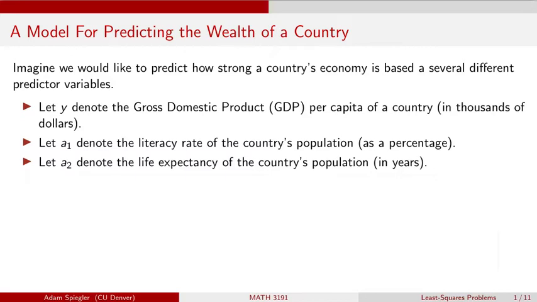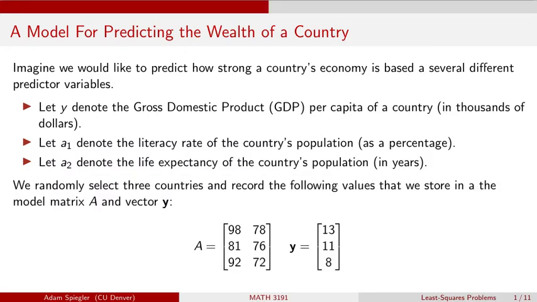Typically we would collect a really large sample of data. In this case, just so that we can do these calculations by hand, we'll pick a sample of 3 different countries. These are 3 actual countries that I picked at random. So country 1, their values are being recorded in the top row. This 98 means their value for A1 was 98. This country has a literacy rate of 98%, so 98% of that country is literate, and the life expectancy of that country is 78 years, and that country's GDP per capita is $13,000.